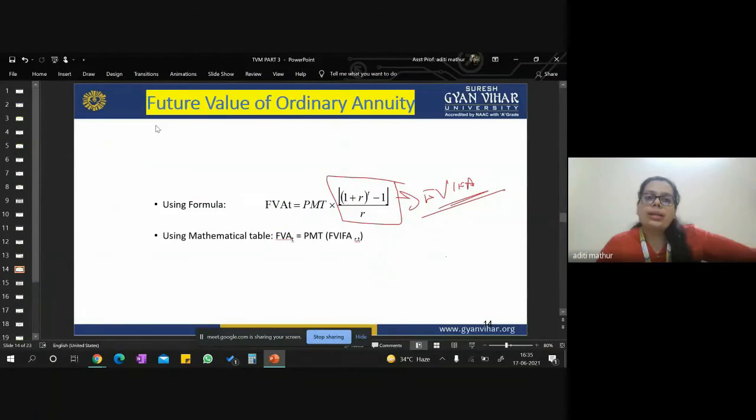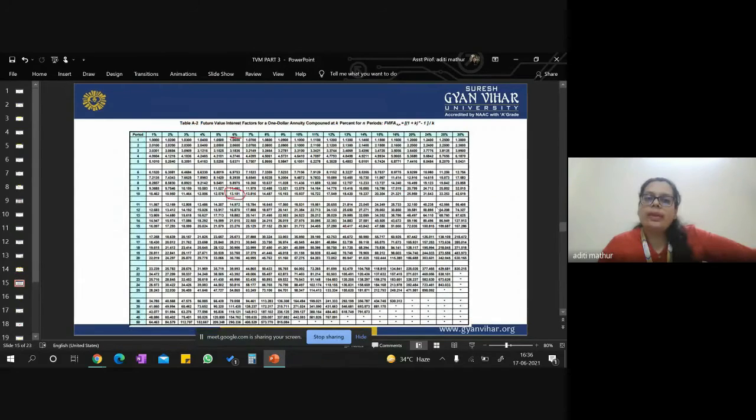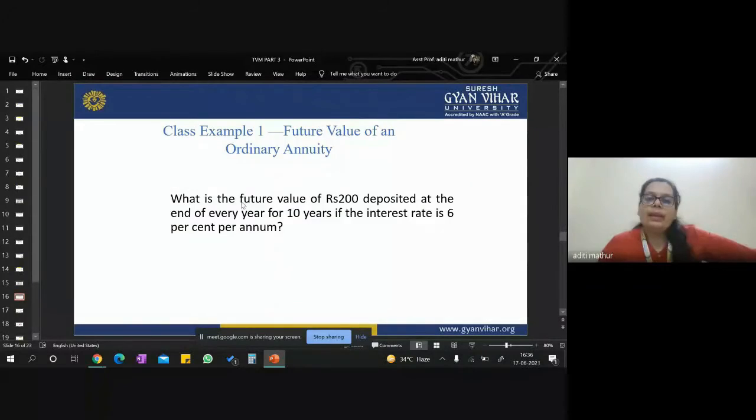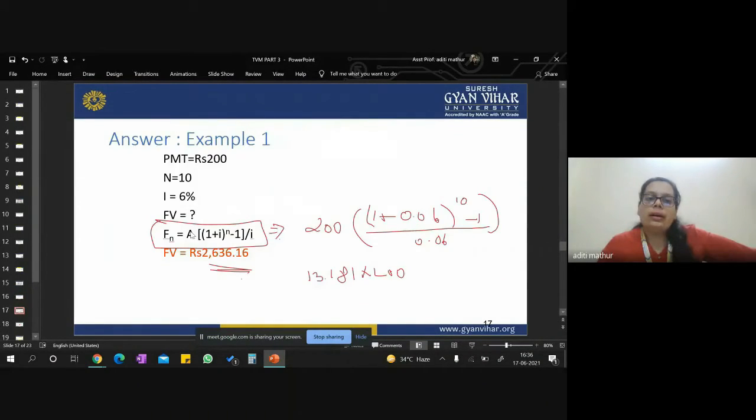Then we also studied the future value of an ordinary annuity, how to calculate it with the help of FVIFA. This is the table of FVIFA. You can simply refer to it. Over here we have done that. Then the question, this was the formula and we used it, right?